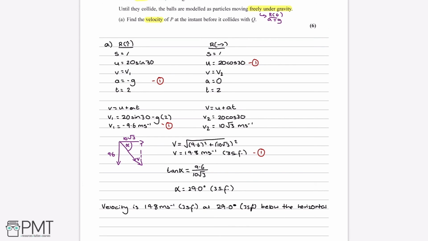And then we get another mark for trying to find the angle using tan, which we've done up here. And now, last but not least, we get an answer mark for just finding that therefore the velocity is 19.8 meters per second at 29 degrees below the horizontal. So that's our last answer mark, and that's all 6 marks.